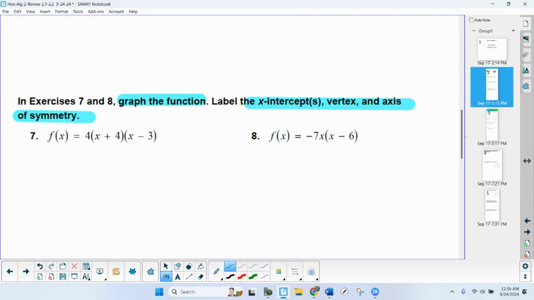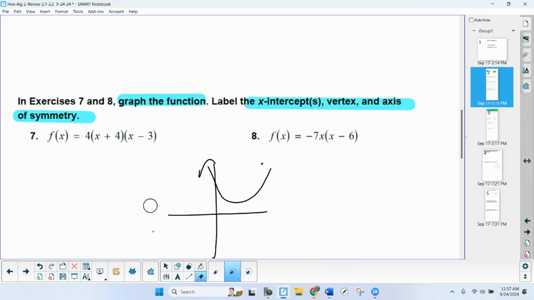Another thing, when you graph, you've never seen me just kind of go like that. You have to put down your tick marks. That's why I say use graph paper. If you use graph paper, you don't have to worry about the tick marks. We talked about that the first day of school. I said if you have graph paper, you just go x-axis, y-axis, and go.